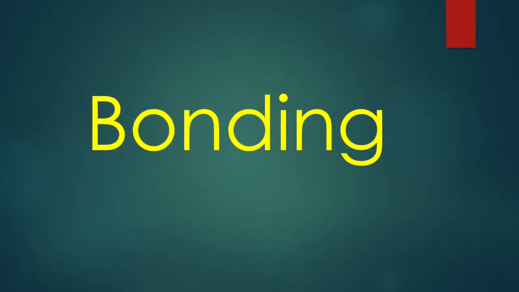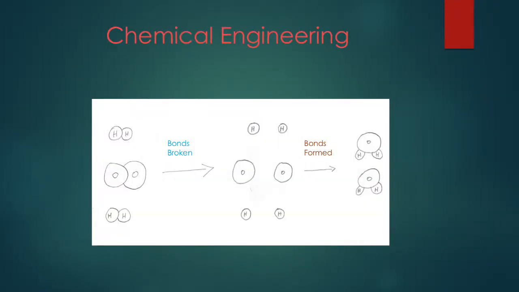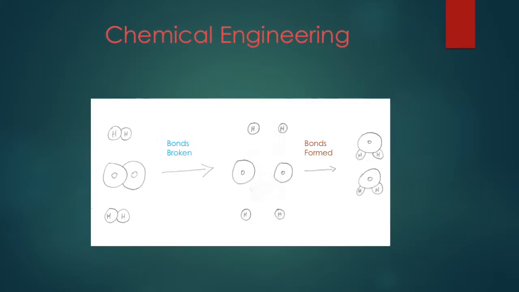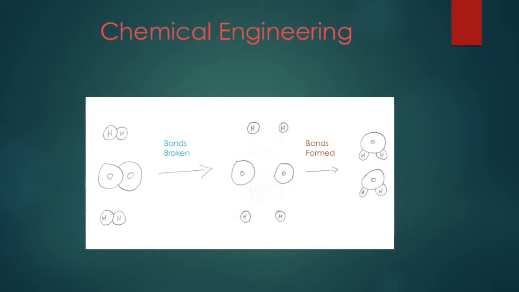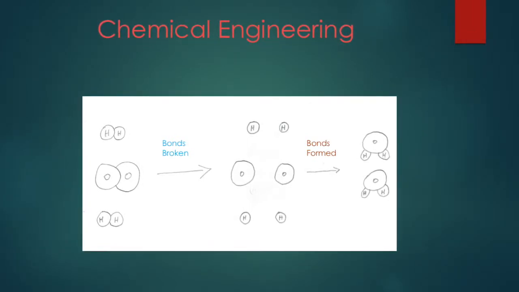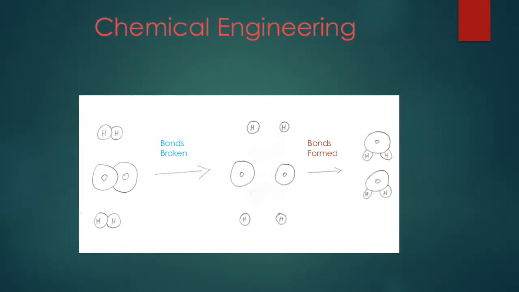Today, I'll be talking about bonding. Bonding is important to chemical engineers. If we better understand the bonding between atoms, we can assess how bonds will be broken and new ones formed in a certain process, and in turn make the process itself more efficient.